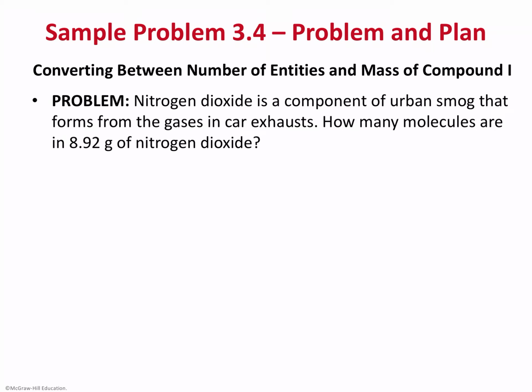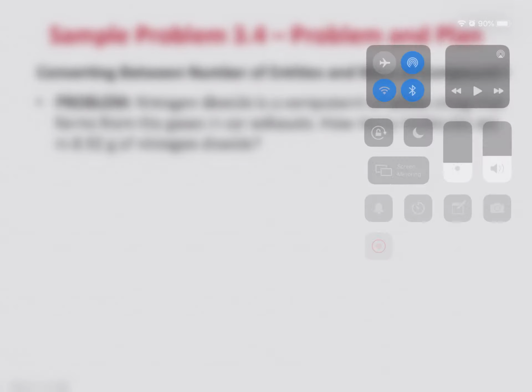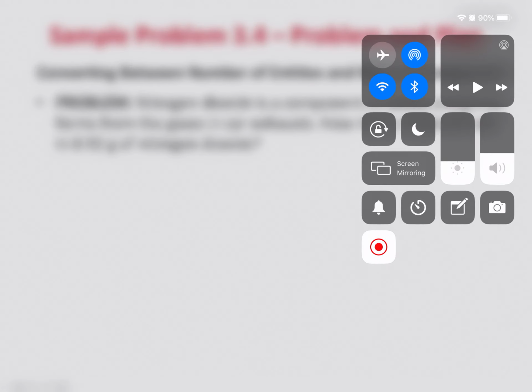And then the next problem that we're going to learn: convert between number of entities and mass of a compound. Nitrogen dioxide is a component of urban smog. How many molecules are in 8.92 grams of nitrogen dioxide? Now in the previous problems, we only had a single atom like silver, iron, and gallium, right? But now here we have a compound. That's the difference. Otherwise, it's the same thing.